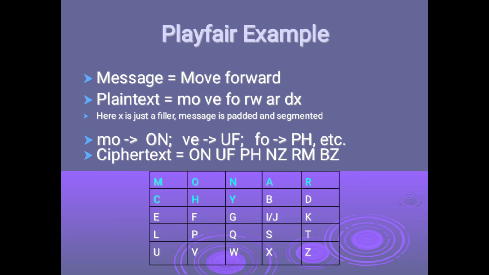See this slide. Our message is move forward. Our plain text is split into two-letter pairs: MO VE FO RW AR. D is singly present, so we will add an extra letter, X, as a filler letter. We are using the filler letter X.